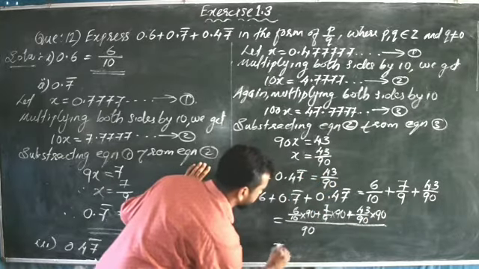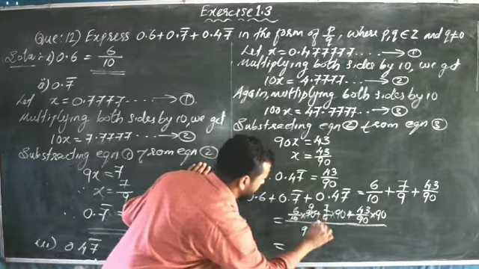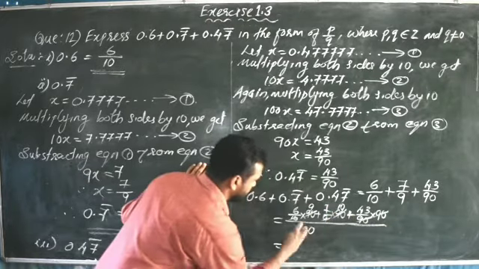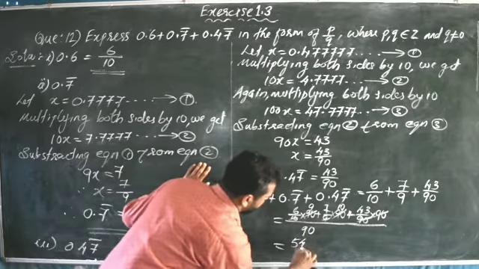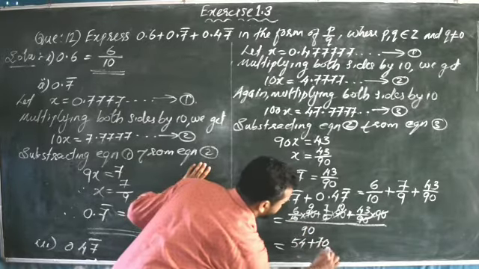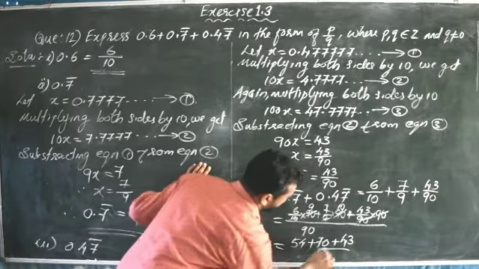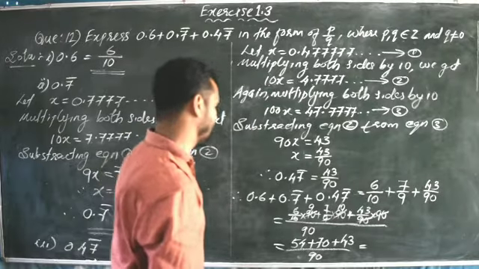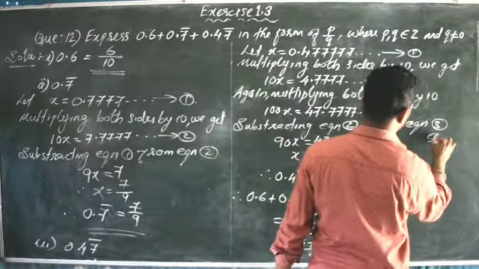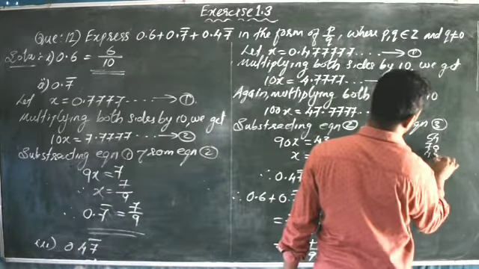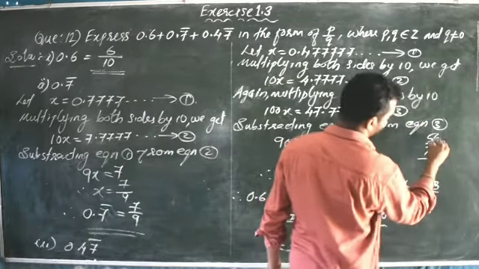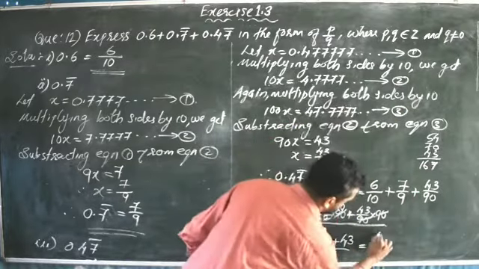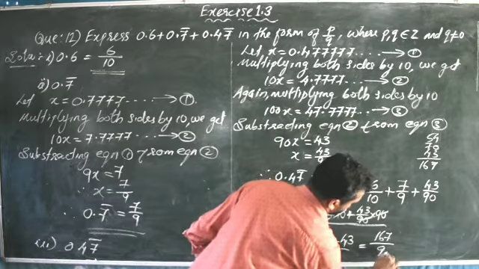That is equal to 90 by 10, that is 9, and 90 by 9 is 10. 90 and 90 we can cancel. 6 nines are 54, plus 7 into 10 is 70, plus 43, divided by 90. That is equal to, adding, 54 plus 70 plus 43. 4 plus 3 is 7, 5 plus 7 is 12, plus 4 is 16. 167 divided by 90.